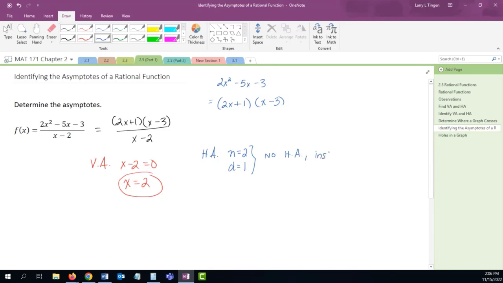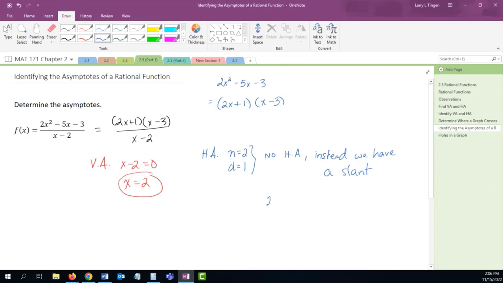Okay. Instead, we have a slant, right? When the degree of the numerator is 1 more than the degree of the denominator, or just when the numerator is larger than the denominator in degree terms, there's a slant asymptote. Why is that? Because look at the original problem. I have something with x squared in it divided by something with x in it. There's still math to be done here.